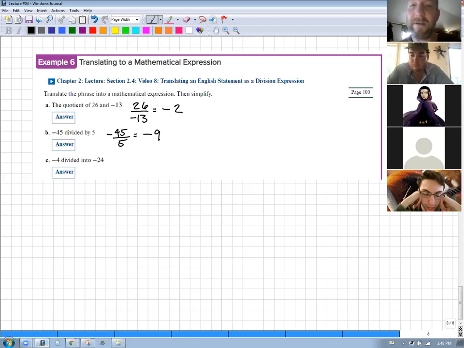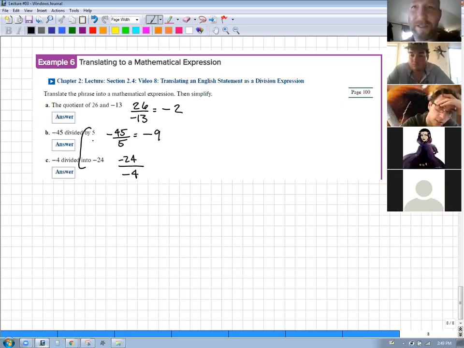Part C, -4 divided into -24. See, notice how they changed that one little word to mess with you. Okay. All right, -4 divided into a -24. So, all right, keep those in mind. So we have 2 minuses, they cancel one another out. So we're left with a +6. Yeah, the minus goes away because 6 times 4 is 24.